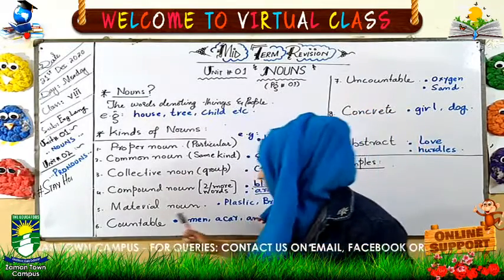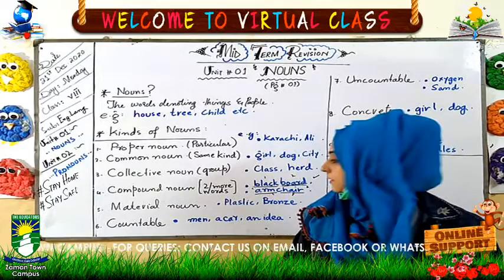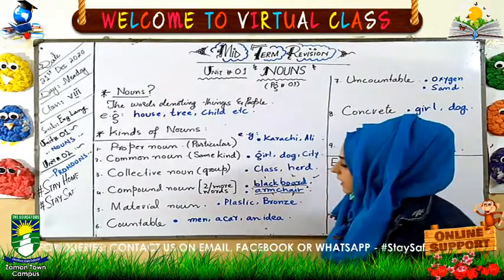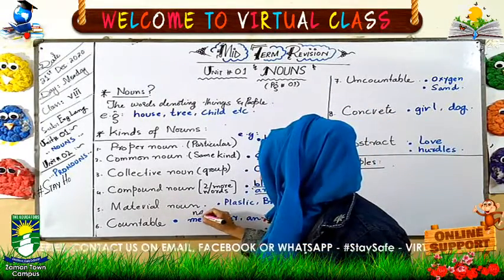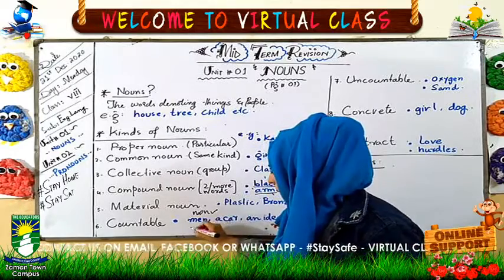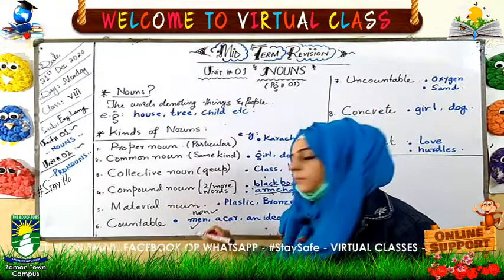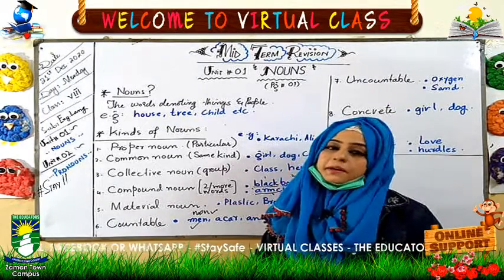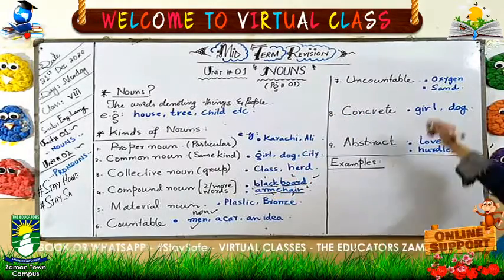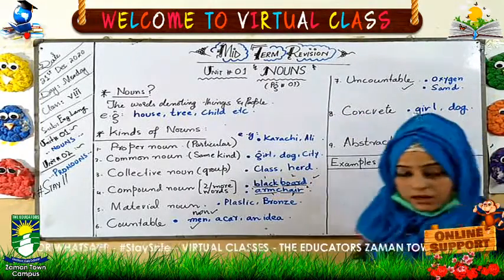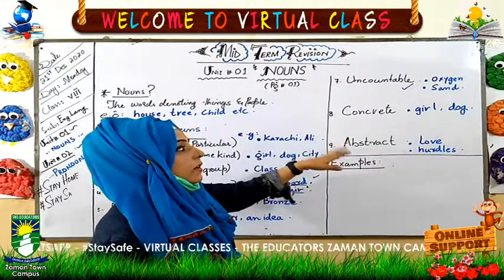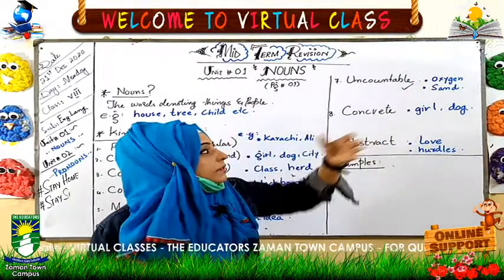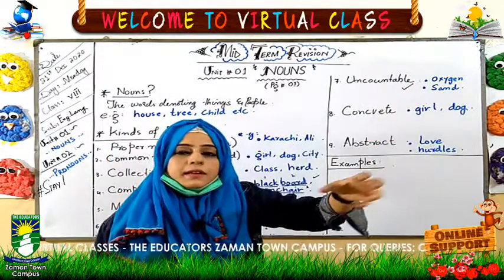Now countable noun. Countable means the things you can number, the things you can count, right? A man, a car, an idea. Here I have mentioned the spelling of man, M-A-N. It is singular, but the plural would be M-E-N, right? So countable can be singular or plural, but can be numbered, okay? And now we have uncountable, which cannot be counted, which cannot be numbered. Like oxygen, sand. These are uncountable nouns.